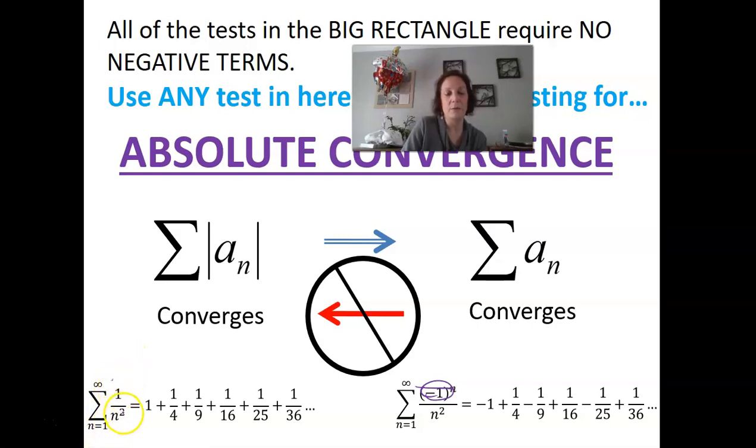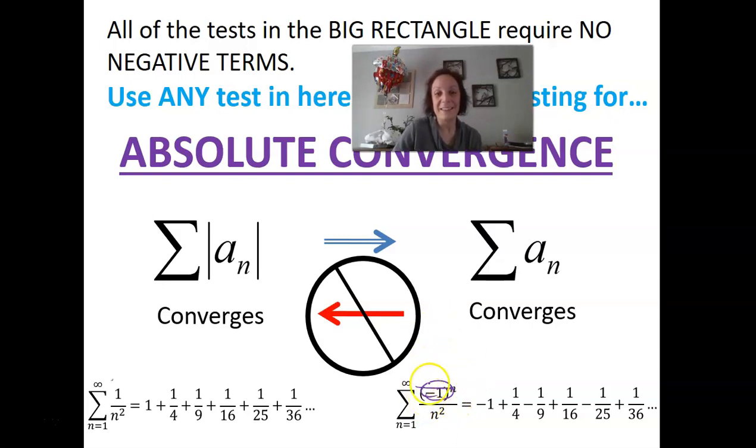I'm left with 1 over n squared. In other words, I just pitched the negatives. So now instead of alternating signs, I have all plus signs. So now I'm in the big rectangle. I'm testing for absolute convergence. And I look at this and I say, oh yeah, this converges. This is a p-series, right? P is greater than 1. This converges. Because the absolute value converges, I can come back over here and say, yes, this series converges absolutely.